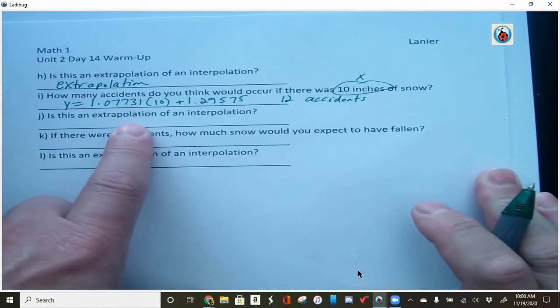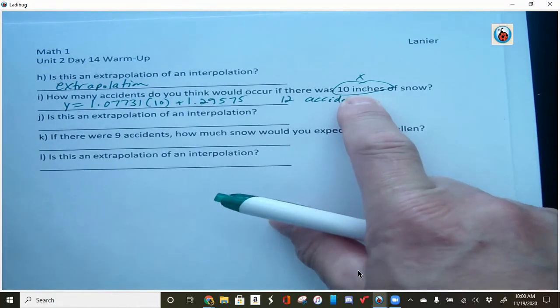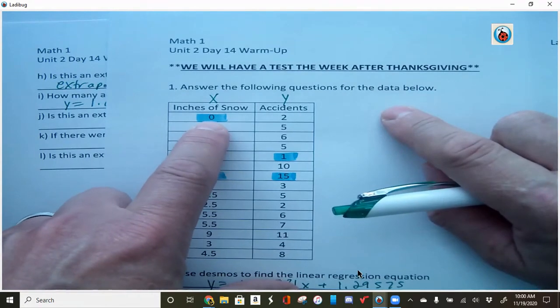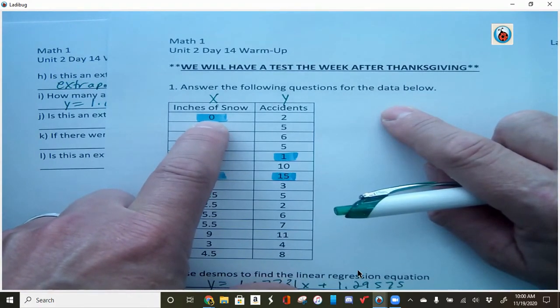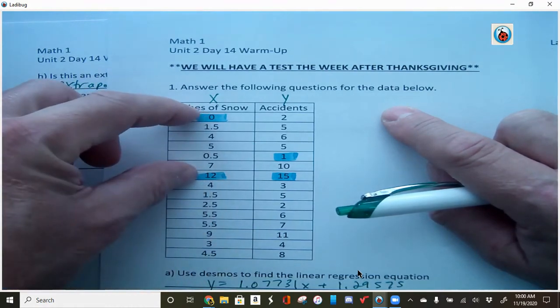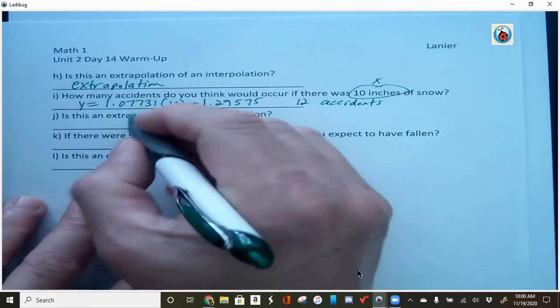Is this an extrapolation or interpolation? Well, look at the information that they give us. They give us 10 inches of snow. 10 inches is definitely not less than 0. We will not have negative numbers of snow, but is 10 inches greater than 12 inches? No, it is not. So 10 inches is between 0 and 12. That makes it an interpolation.